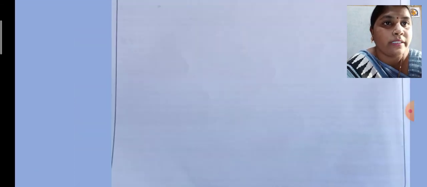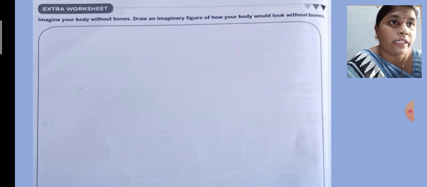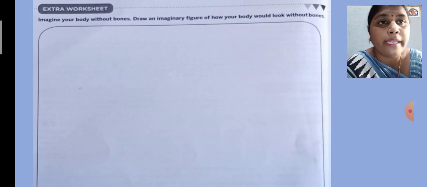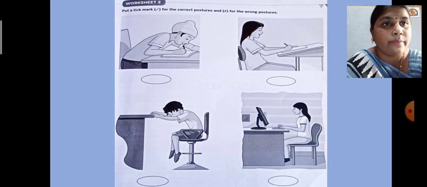So see the worksheet. Extra worksheet is here. Imagine your body without bones. What you have to do? You have to imagine your body without bones. Draw an imaginary figure of how your body would look without bones. You can draw any drawing. So you have to think that there is no bone present in your body, and you have to draw the picture of your body. Okay, so it is a very funny, interesting exercise, so you have to solve it. Okay, so let us see the next worksheet.